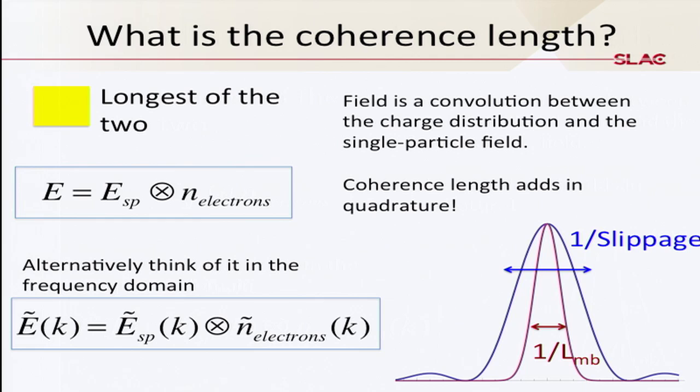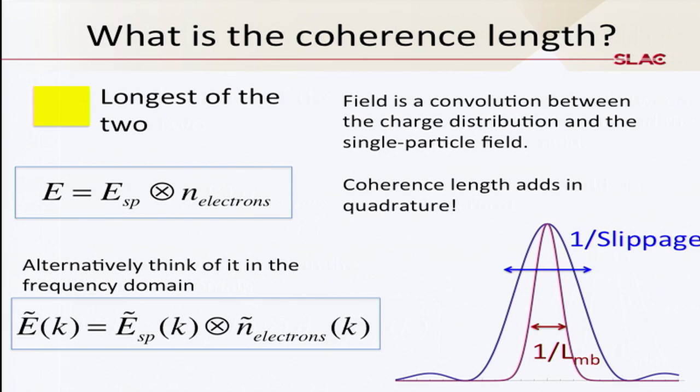And now the product of the two is going to have a width that's pretty much given by the narrowest width of the two, which means, and then the width is the inverse of either your coherence length or your single particle slippage length, right? So whichever way this is a product, this is not a convolution, but whichever way you look at it, you get the same answer. The two add in quadrature, so the longest of the two wins.